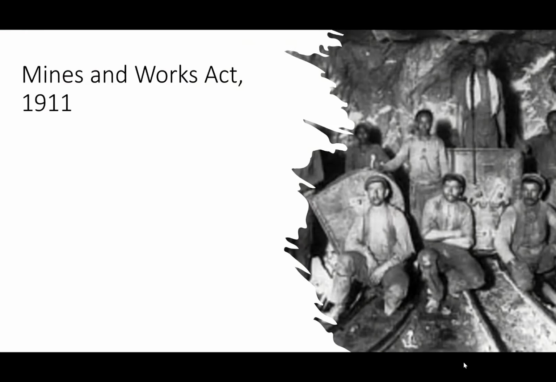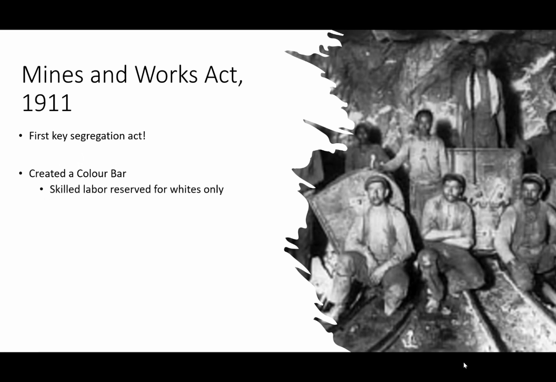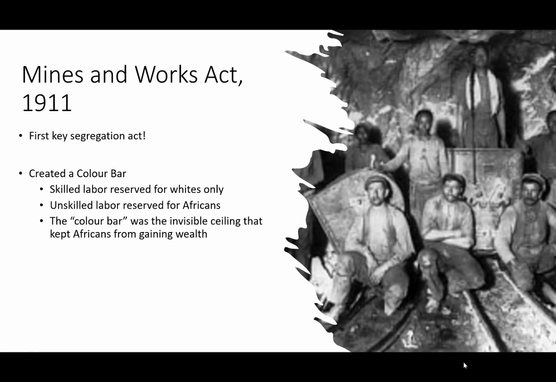Also, the Mines and Works Act of 1911. This is the first key segregation act. It created a color bar, where skilled labor was reserved for whites only. Unskilled labor was reserved for Africans. So this color bar is that invisible ceiling that kept Africans from gaining wealth. They had no access. It didn't matter what their skill level was or what their experience. They were denied access to the more skilled labor because of the color bar established by the Mines and Works Act, which guaranteed there would be no generational wealth secured by the Africans.